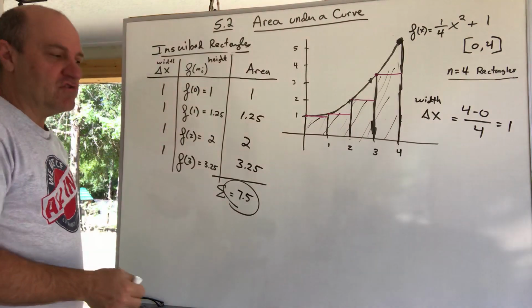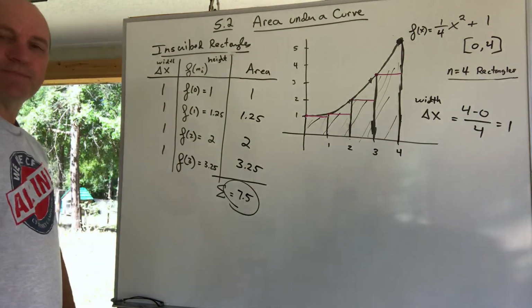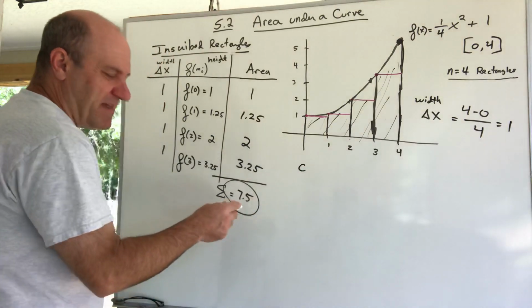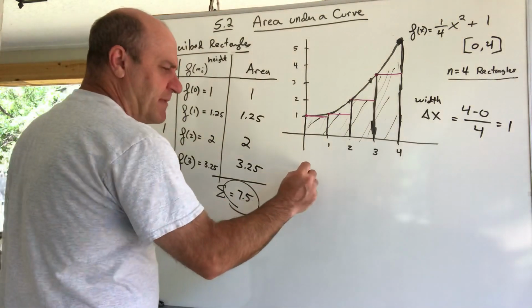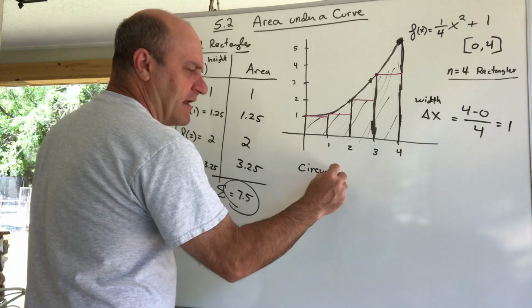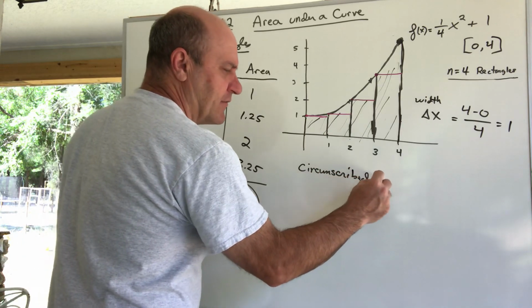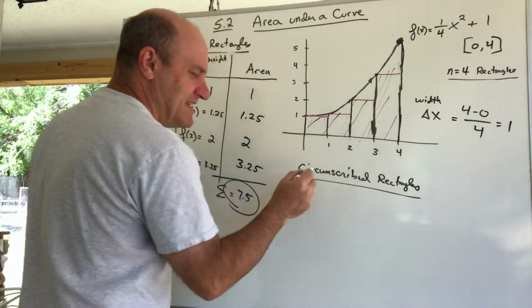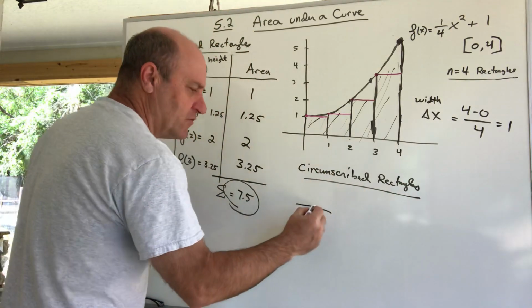That's the area using inscribed rectangles. All right, let's do it again. And by the way, that's an underestimate. Let's use circumscribed rectangles. This is kind of easy, but it's a little bit of hard work. I'm making a little chart again.